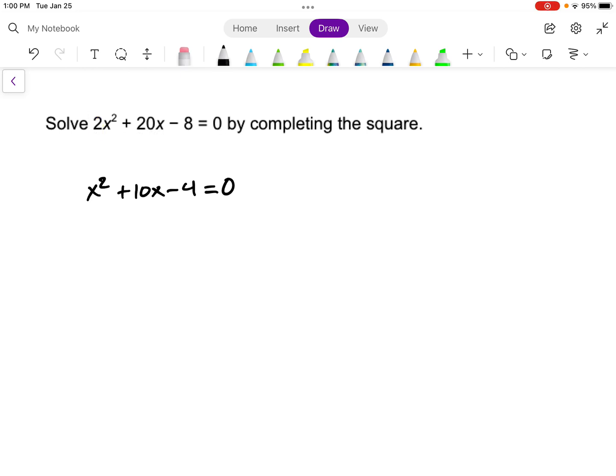Okay, I want you to pause the video now that we've got rid of the 2. Pause the video and solve this one by completing the square, and then come back and we'll go through it together.